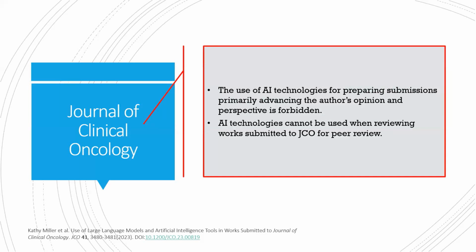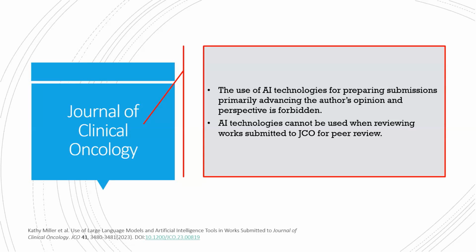They say that the use of AI technologies for preparing submissions, primarily advancing the author's opinion and perspective, is forbidden. So like an editorial commentary. And for me, maybe it is just me, but in my mind, if I were trying to write an editorial or something, I might think, yeah, I'm going to go to ChatGPT or Copilot to get help with writing that. But the JCO says, no, you cannot do that. So don't use AI for this type of work.